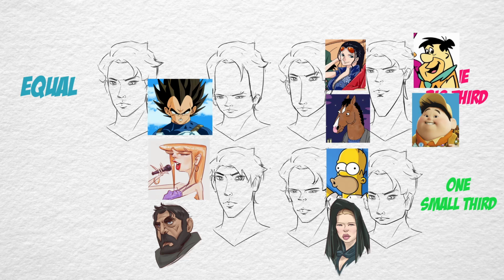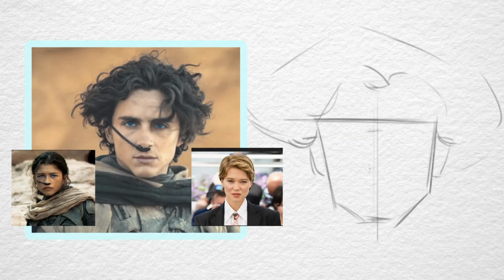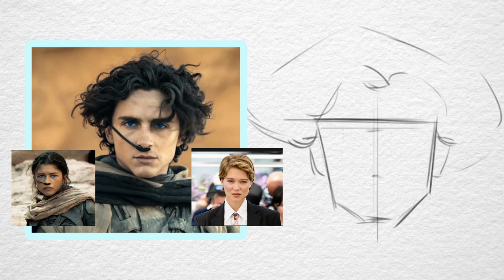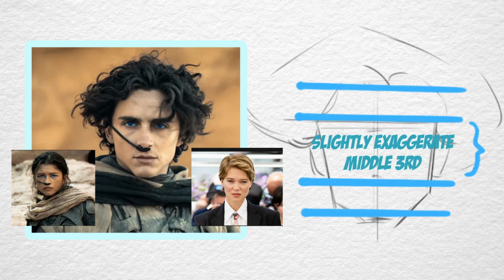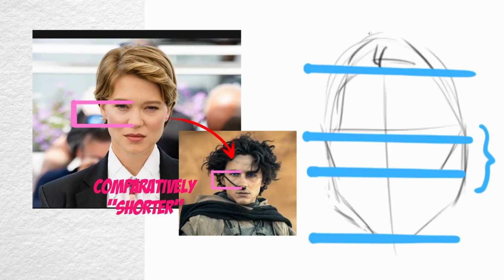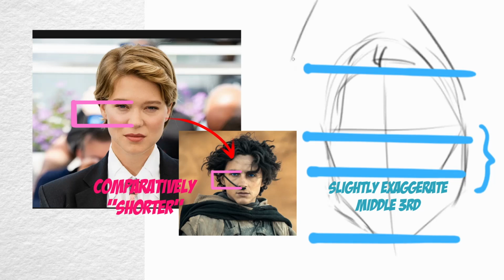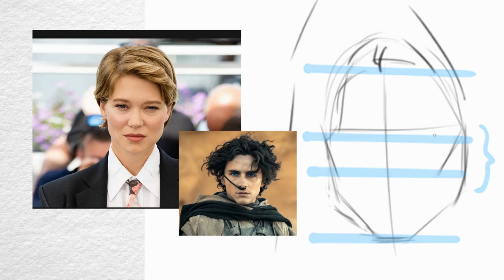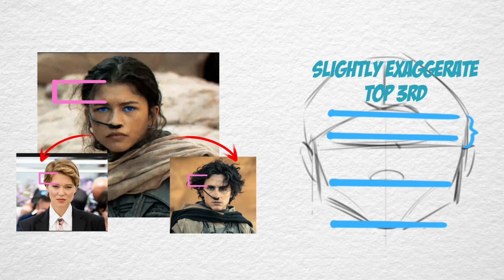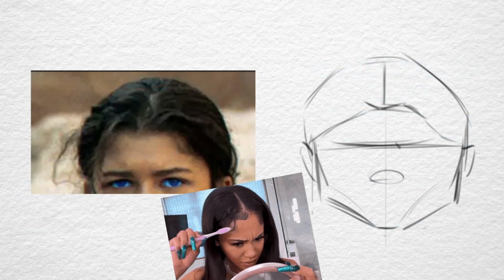It is usually subtle relative and contextual differences that make us perceive what we do. For example, I personally feel Timothy's middle third is slightly longer, but this is perhaps more due to the narrowness of his nose bridge. Leia's middle third might seem slightly shorter, but this is perhaps due to the roundness of her nose. And Zendaya's top third is probably actually shorter due to the baby hair lining her forehead.